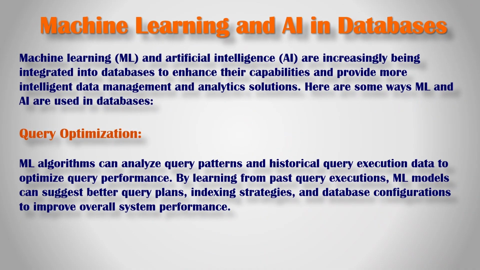Machine learning, ML, and artificial intelligence, AI, are increasingly being integrated into databases to enhance their capabilities and provide more intelligent data management and analytics solutions. Here are some ways ML and AI are used in databases. Query optimization. ML algorithms can analyze query patterns and historical query execution data to optimize query performance. By learning from past query executions, ML models can suggest better query plans, indexing strategies, and database configurations to improve overall system performance.